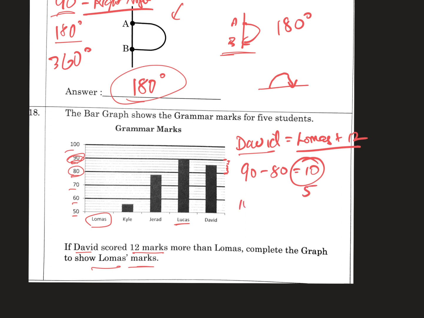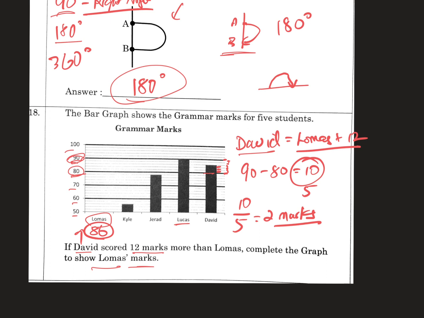So if we divide 10 marks by 5 equal parts, we get 2 marks. Each little line accounts for 2 marks. So we have 80 here, and we have how many lines? We have 1, 2, 3. We have 3 of those little lines. So 3 twos are 6. So David got 80 plus 6. So David got 86. That is step 1.